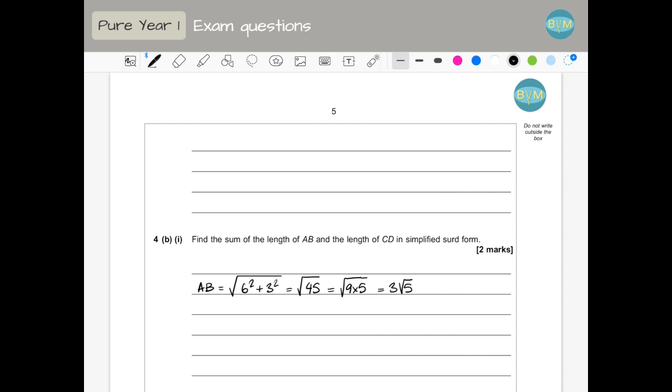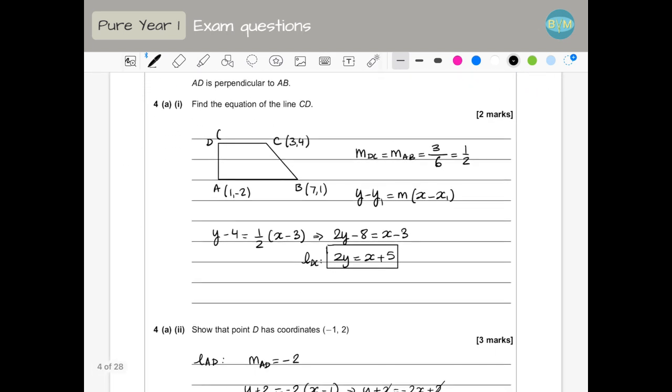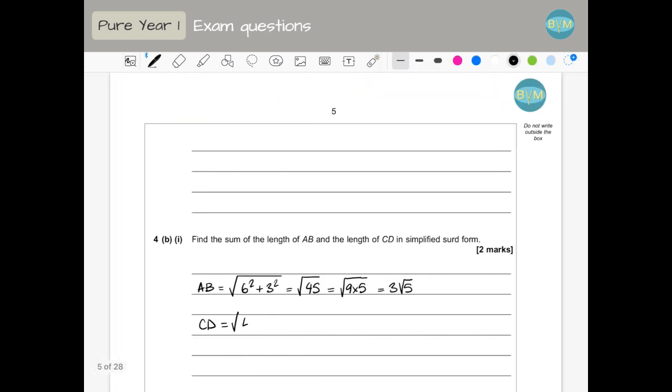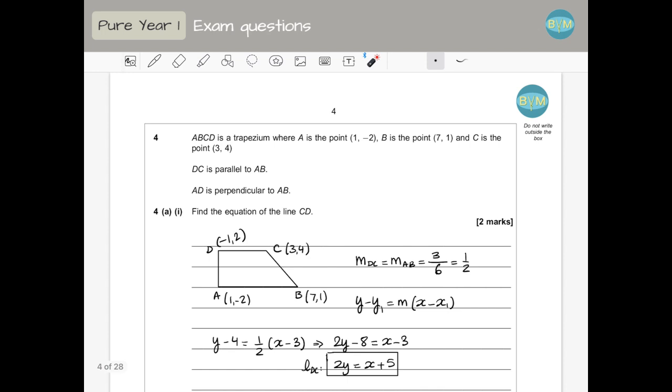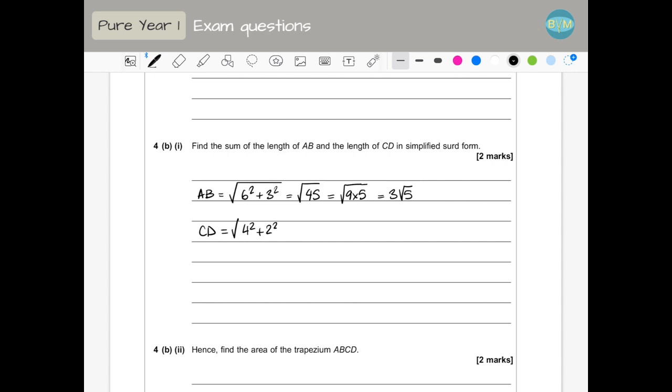That's the first one. And then the other one is CD. CD is the square root of, we know D now is (-1, 2), the difference in x, 3 minus minus 1 is 4, so 4 squared, plus the difference in y, 4 minus 2, 2 squared. So we have 16 plus 4, which is 20. If you write root 45 in the calculator, you're going to get 3 root 5 anyway, and root 20 is 2 root 5.